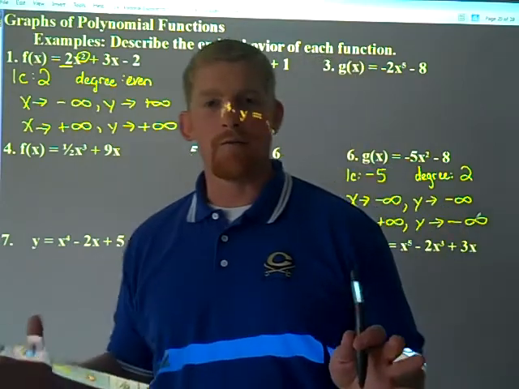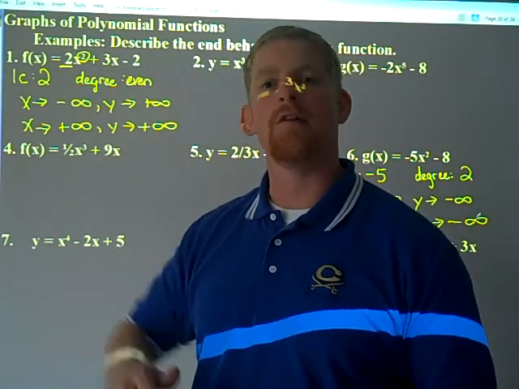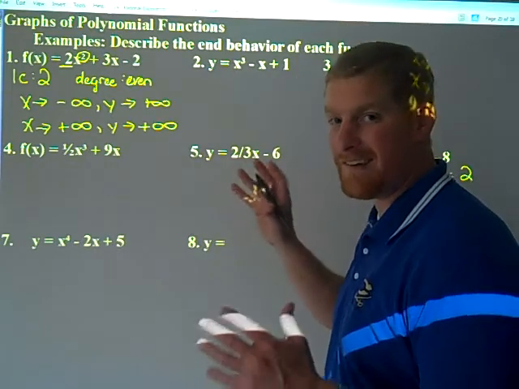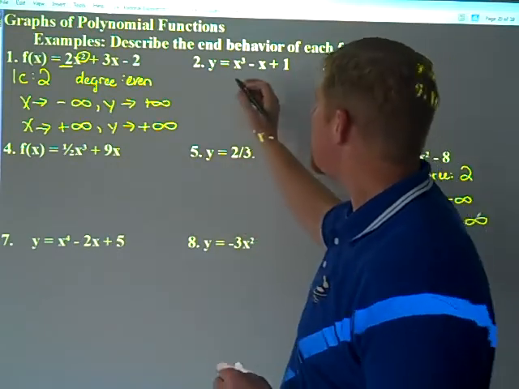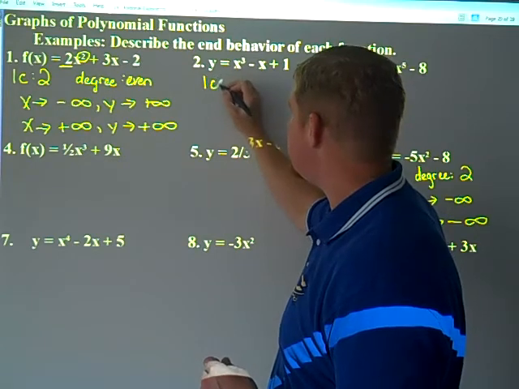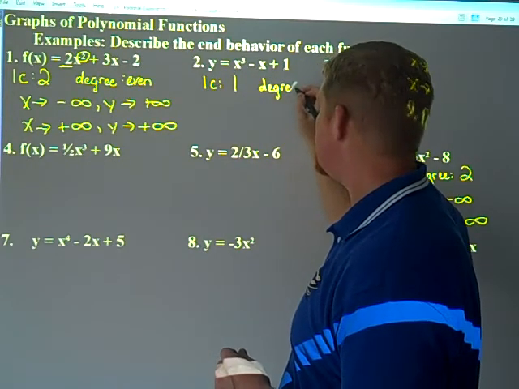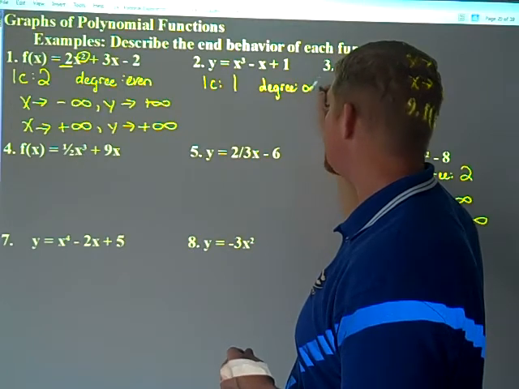All right, now we've talked about even powered functions. Let's take a look at the odd powers. All right, in number 1, we notice that our leading coefficient is 1, but our degree is 3, which means it's odd.